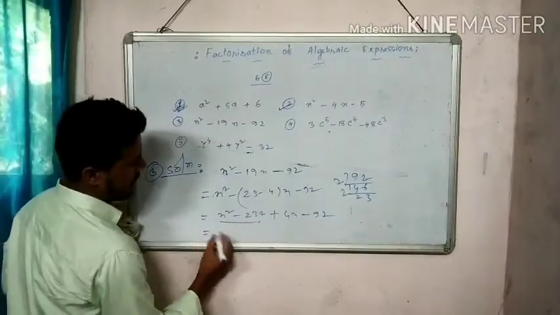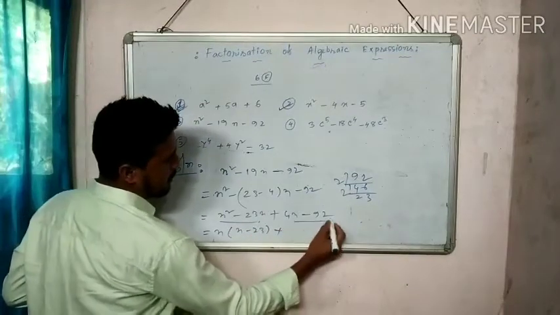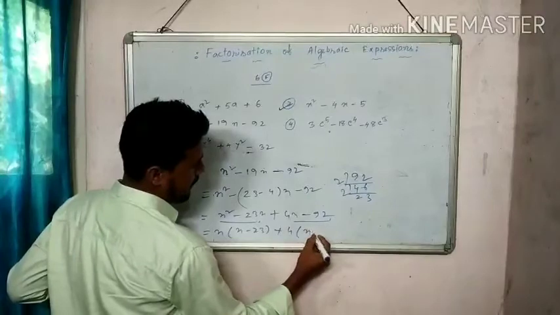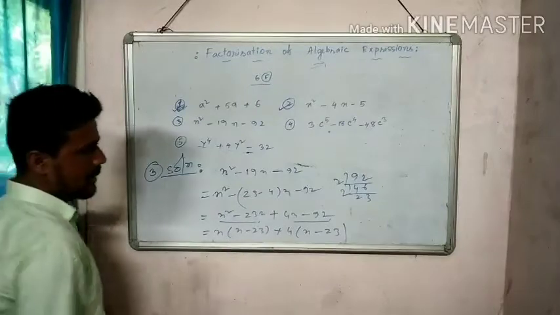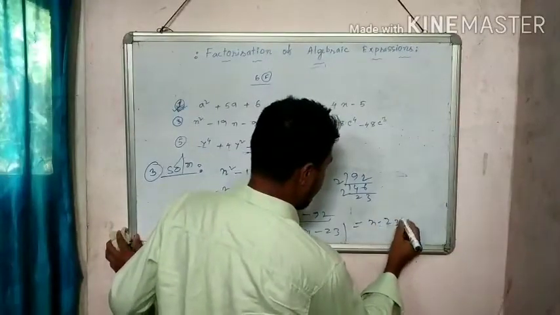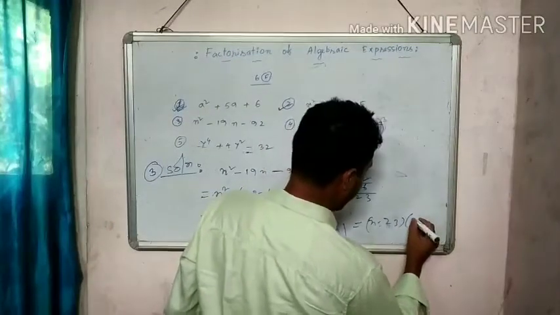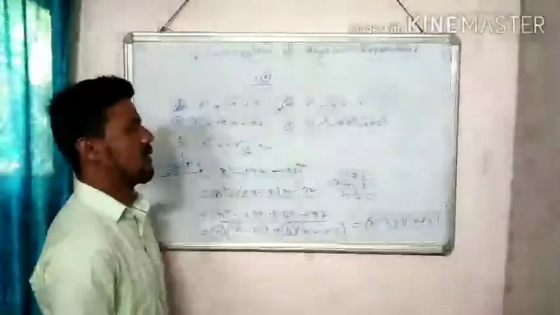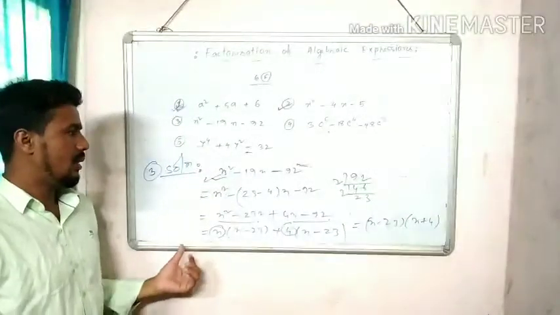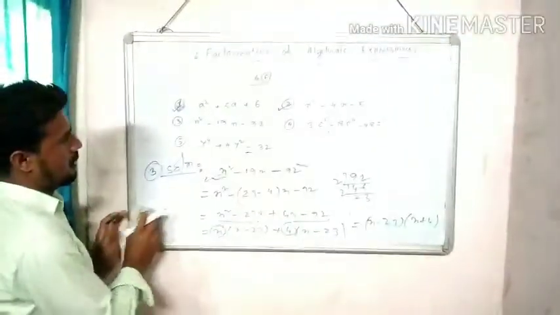Now you can take common n only from these two parts, n minus 23. If you take 4 common from these two parts, you get n minus 23. So here you can see n minus 23, n minus 23. So you write one time n minus 23, and the first term and this term you write one time. So it will be n plus 4. This is the n minus 23 whole into n plus 4, the factors of this algebraic expression. So now you can take a screenshot of the solution of the problem. I hope you understand the problem. Now taking number 4.